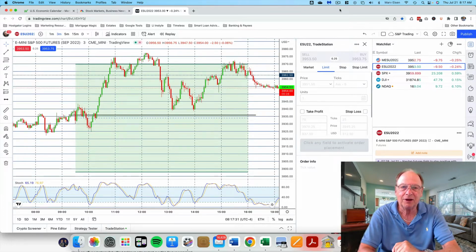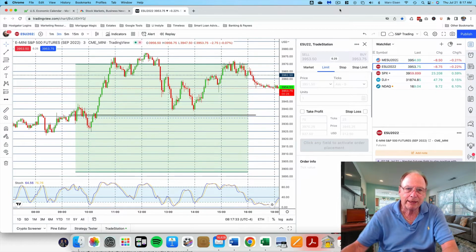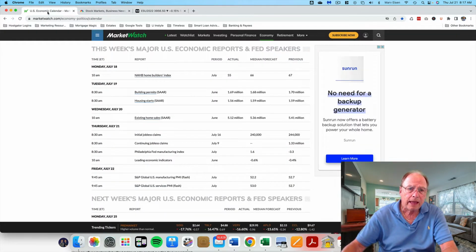I'm Marv Eisen of Timeless Dollar, and starting out the day, I'm looking at the S&P E-mini from yesterday's chart, but I want to start looking at the economic calendar for today and call your attention to the 10 a.m. report of the leading economic indicators. The estimate is down minus 0.6%, and this might have the effect of moving the market at 10 a.m. So I want to call that to your attention.